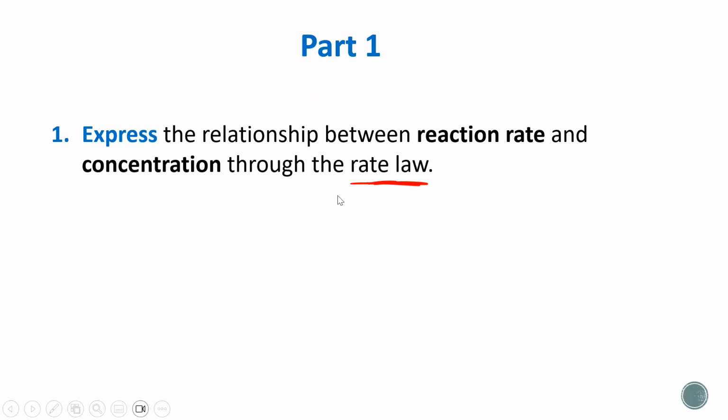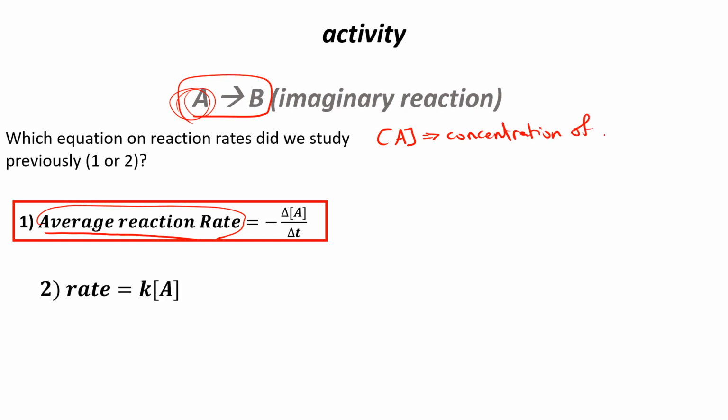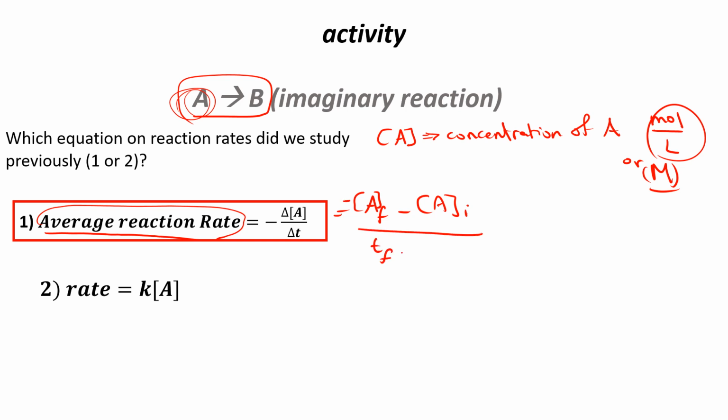Now, before we start, guys, if you remember, last time we discussed this equation, the average reaction rate. For this reaction, when we used the concentration of the reactant, remember when I say the brackets around A, it means the concentration of A, and the unit is mole per liter or capital M, molar. All right? So it's minus delta [A] over delta t. That means the concentration of A final minus the concentration of A initial, don't forget the minus, over t final minus t initial. This was the average, okay? This is what we covered last time. Today we are going to see this equation, which we will learn about shortly.